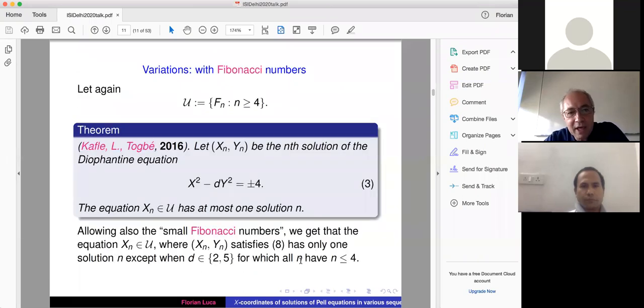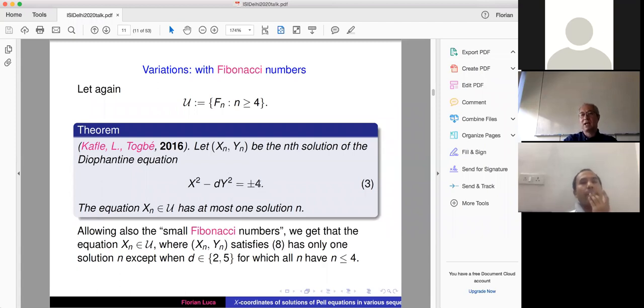We can do variations with Fibonacci numbers. The equation that I showed you with plus minus 1 on the right-hand side, you can play the same game with the equation with plus minus 4 on the right-hand side. This is also called the Pell equation. Like the one with plus minus 1, it always has solutions. Actually, some trivial family of solutions, you start with the one with plus minus 1 and you beef up x and y. You multiply them by 2. When you square, then you get plus minus 4 on the right-hand side.